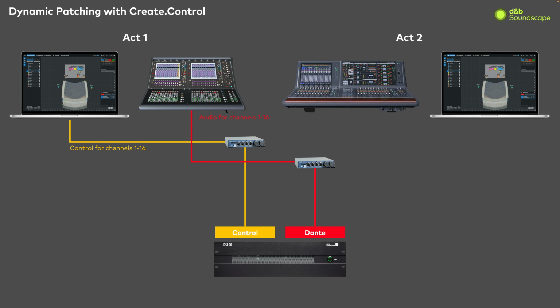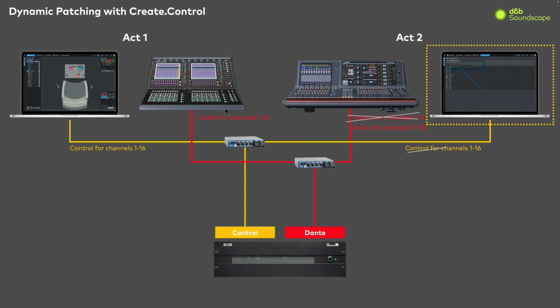But when Act 2 shows up, we see that they've also got their Create.Control and mixing console set up for the same audio and control channels. But this simply won't work. To resolve this, we must repatch their audio via the Dante controller into different DS100 inputs. Here I'll use inputs 17 through 32. And in the Create.Control project on Act 2's laptop, we must repatch their 16 objects to match, starting from input 17. Then we're up and running, ready for a smooth transition between acts.